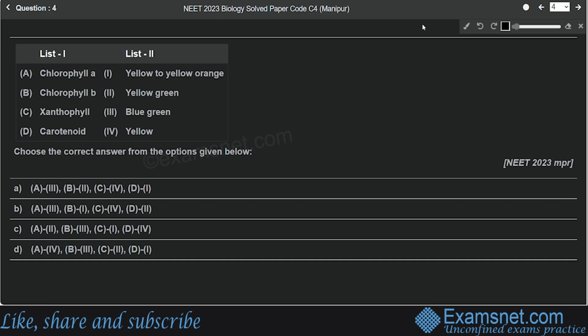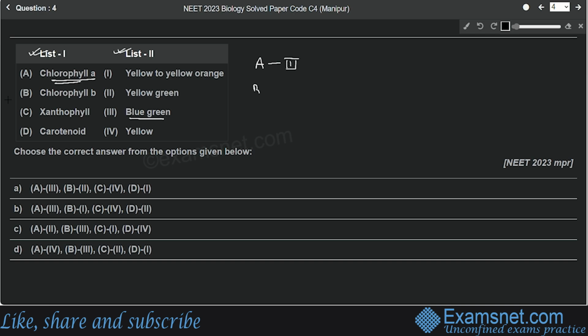Question number 4 is from the chapter photosynthesis, and here also we have to match list 1 with list 2. First pigment mentioned in list 1 is chlorophyll A. So what is the color of chlorophyll A? In a chromatogram it appears to be bright or blue green in color. So A will be matched with number 3, blue green.